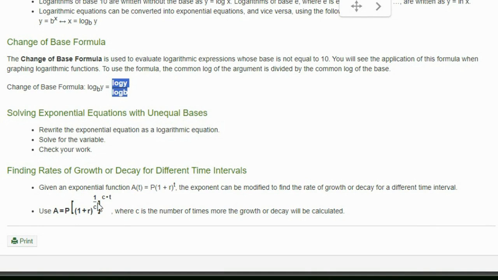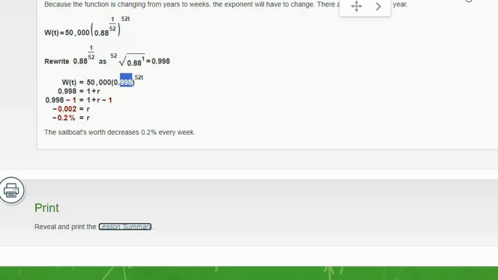And here's how to change different time intervals: 1 over c, and then put c to the t outside. So if you start out with this, whatever the time interval you're changing it to. If it was years, you want to go to months, you make that 1/12 and 12t. If you want it to be quarterly, it's 1/4 and 4t. Daily, 1/365 and 365t. Changing time intervals. But let's look at a sample problem or two before we run out of time.